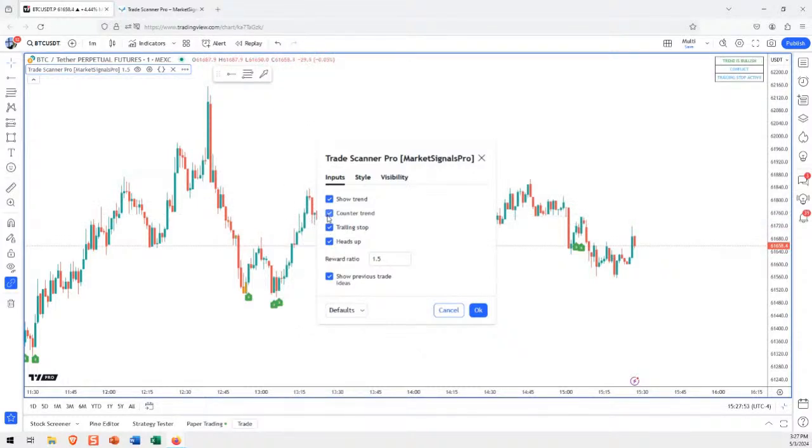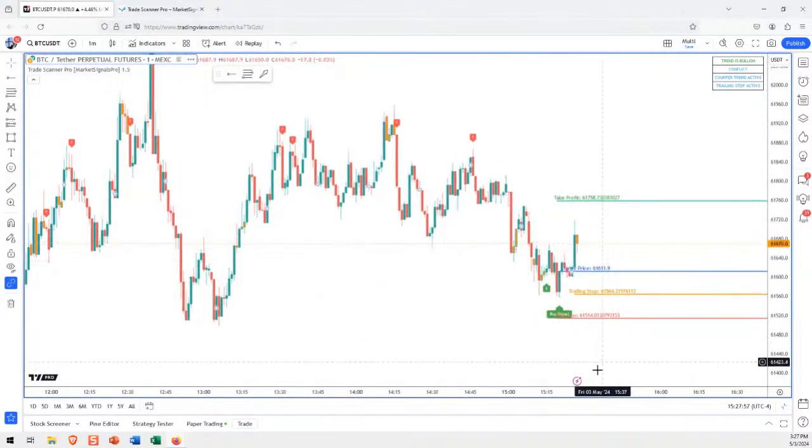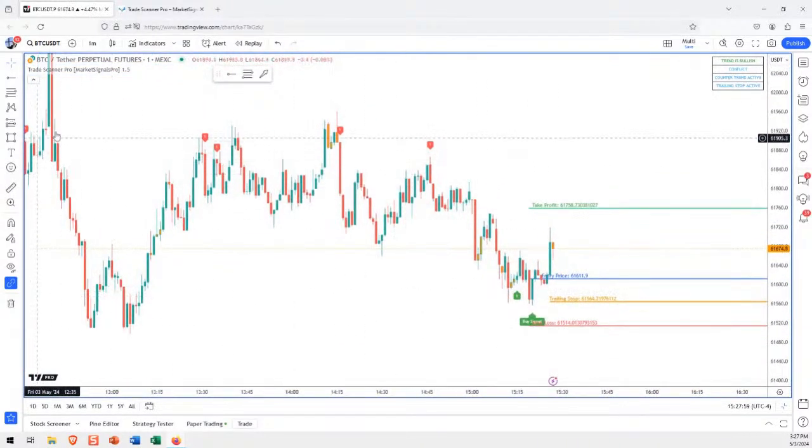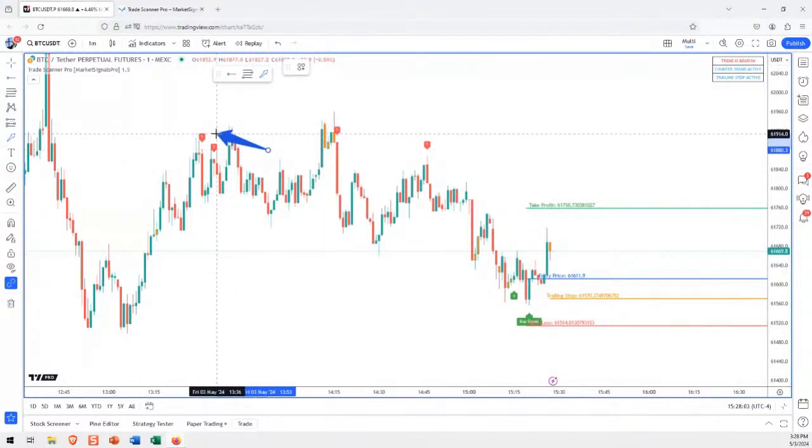And then this is counter trend. Now, when I turn counter trend on, look, we have a signal here, right? When I turn counter trend on, you notice everything flipped. I got historical trades up at these turning points, right?